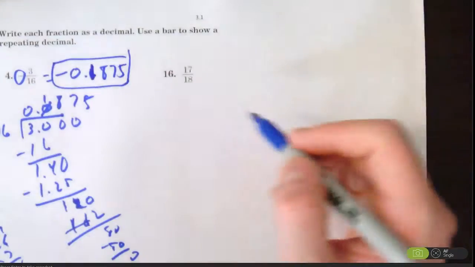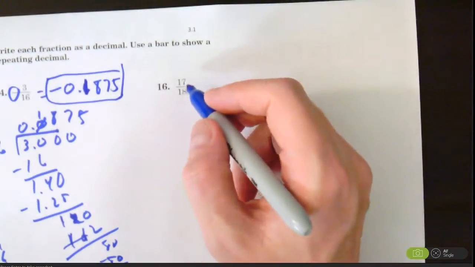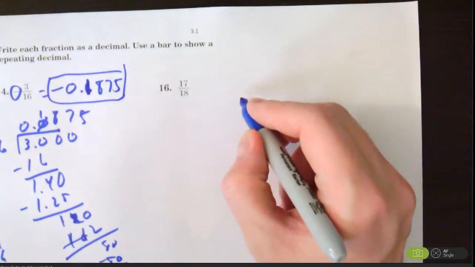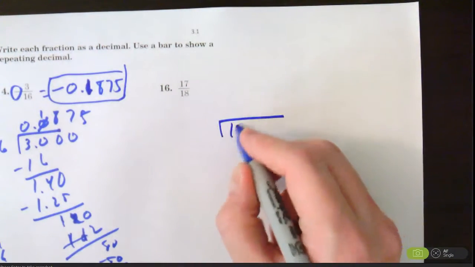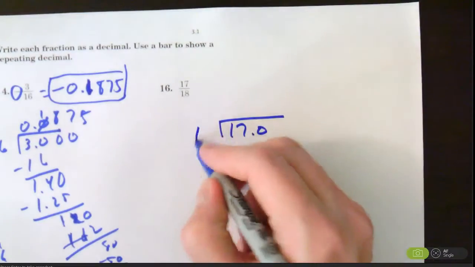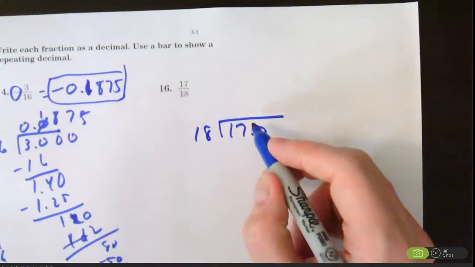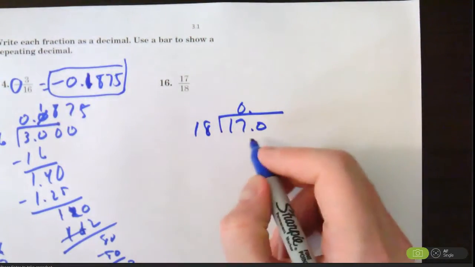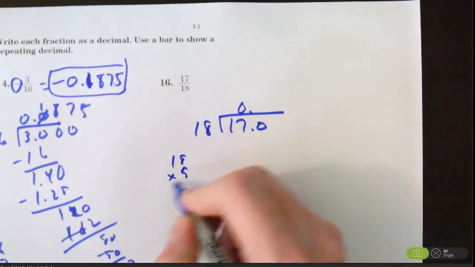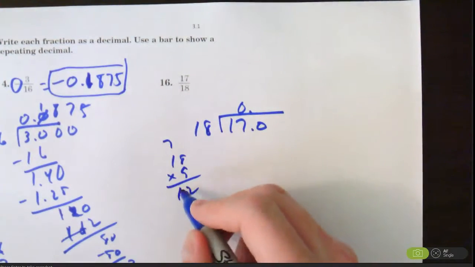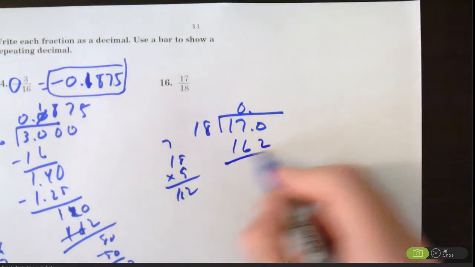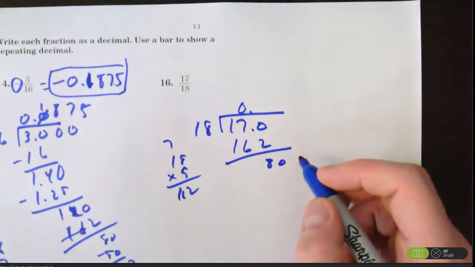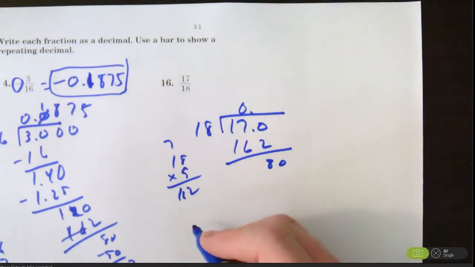Okay. Now 17/18. This one I know is going to repeat. So I need to do 17 divided by 18. It doesn't go in there once, it's 0 point something. So 18 times 9, which is 162, which gives us 8. 18 goes into 170 9 times.